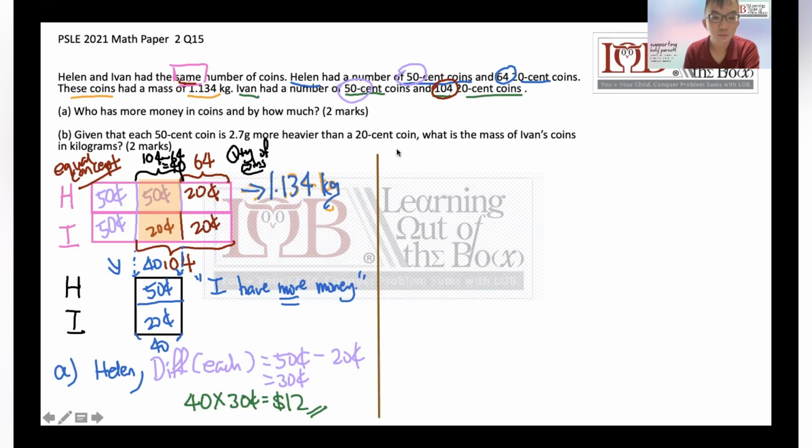Okay, so now another trick that I've taught our kids is, you know, the answer for A, you got to use for answer for B. Yeah, okay, so this one must be used for that. Okay, so now for part B, given that each 50 cent coin is 2.7 grams heavier than 20 cent coins.